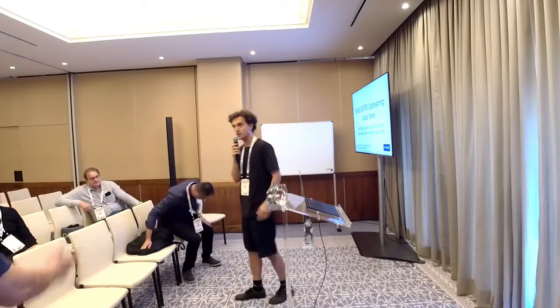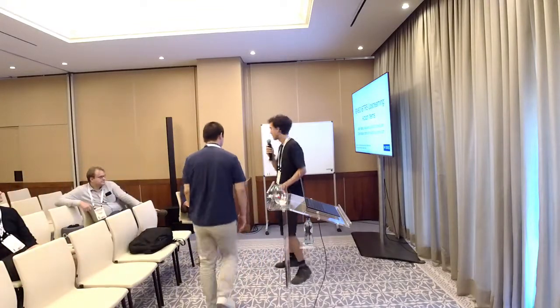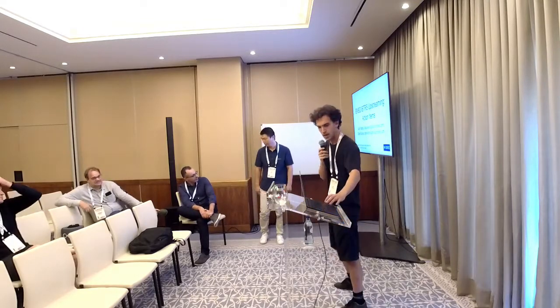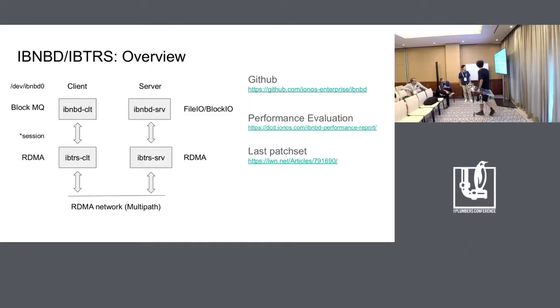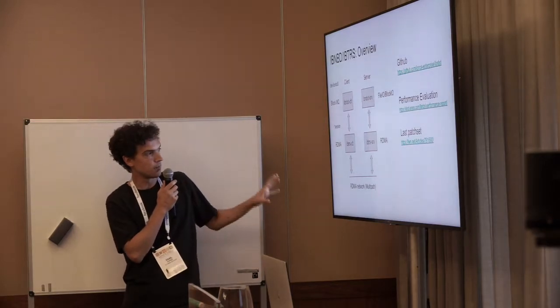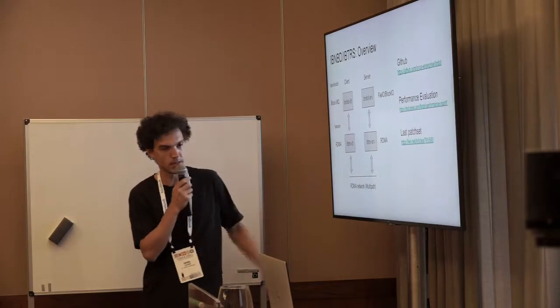Hi, we are Jack Wang and Daniil Kipnis from Ionos Cloud GmbH, and we're gonna show a couple of slides about our driver. IBNBD is a block device which allows mapping a remote block device over RDMA, and it consists in total of four modules. On the client side, it has IBNBD client, which presents itself as a local block device. On the server side, it has a server part, which accesses the real block device. And it has two corresponding transport modules, client and server, the IBTRS layer, which is responsible for establishing multiple RDMA connections, multipathing, automatic reconnect and so on.